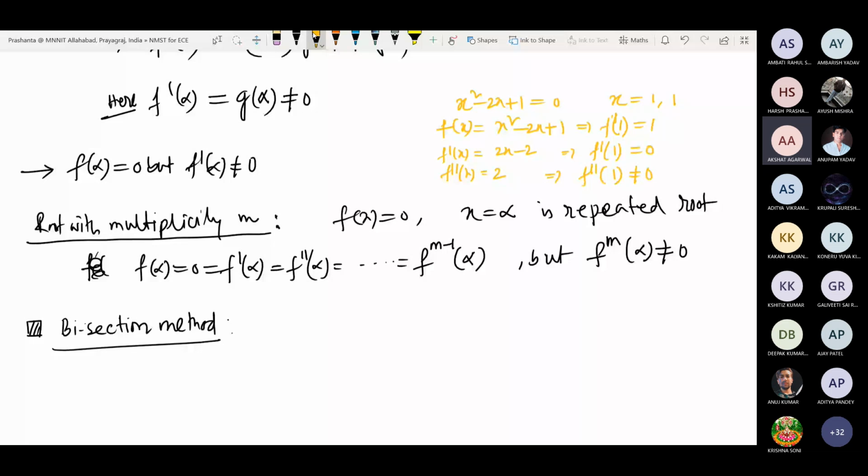So if the root is repeated m times, then up to the m minus 1th time derivative at x equals alpha will be 0, but the m time derivative at x equals alpha should not be 0. This is the mathematical criteria to check the multiplicity of the root.